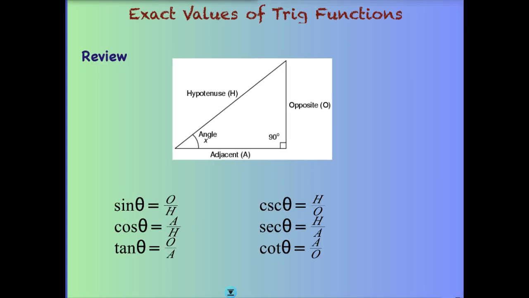Let's start by reviewing our trig functions. Our 6 basic trig functions are sine, cosine, tangent, cosecant, secant, and cotangent. If you learned SOHCAHTOA, this might help you remember that sine is opposite over hypotenuse, cosine is adjacent over hypotenuse, and tangent is opposite over adjacent. The reciprocal functions are easy to remember because those are just reciprocals of our 3 main trig functions. So take a minute and study this if you need to, but this is how we will derive our exact values.